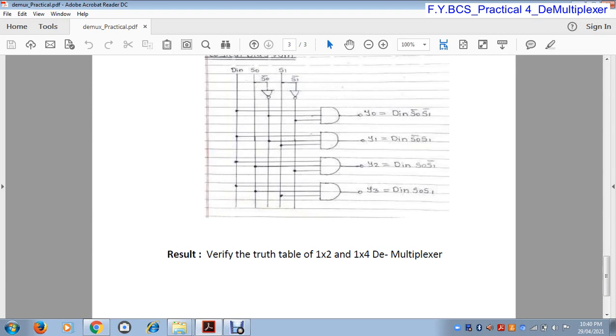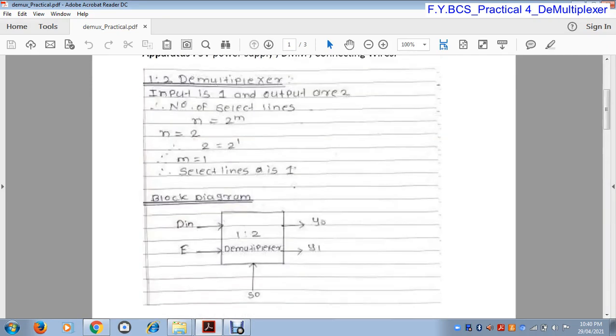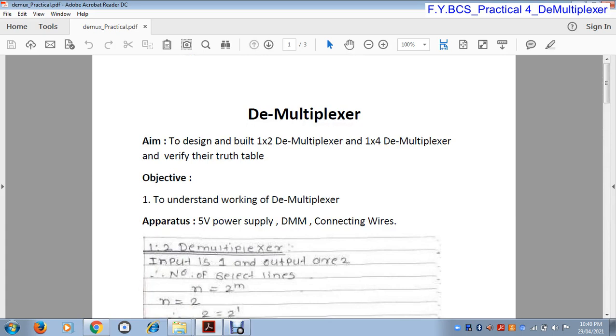So this is our fourth practical, which is the demultiplexer. Demultiplexer means one into many, that means only one input and multiple outputs, and 1:2 and 1:4 are types of demultiplexer. In this way we can design any demultiplexer.